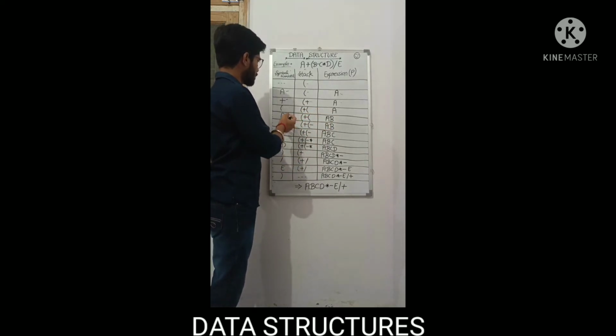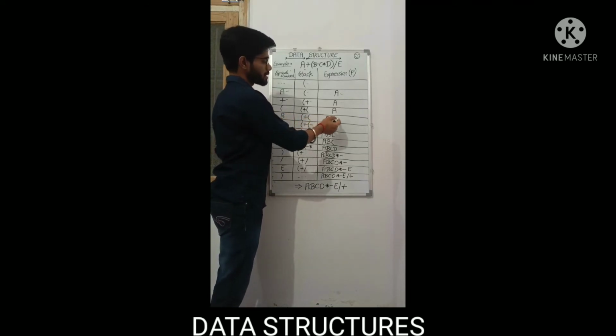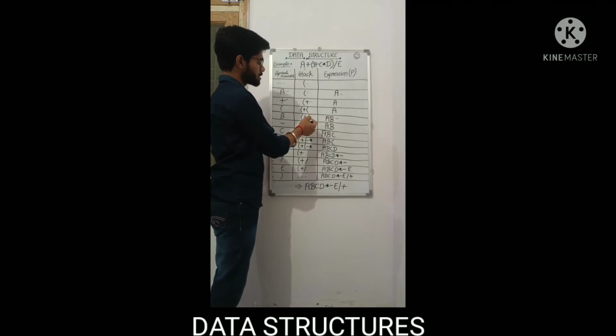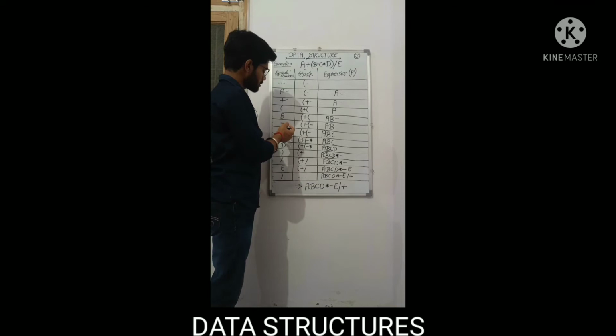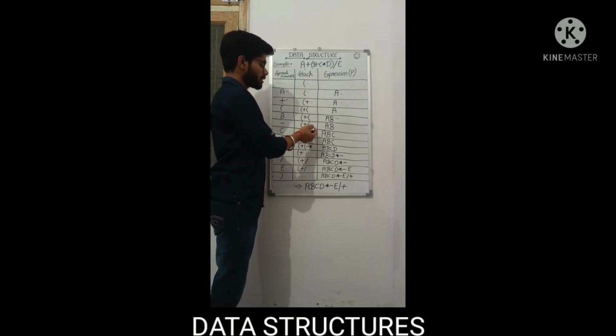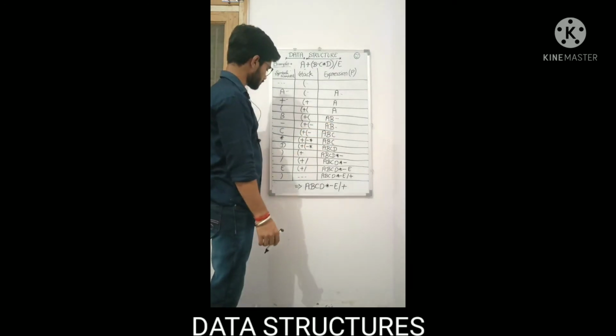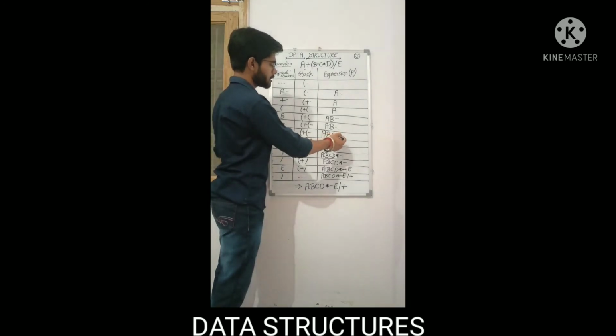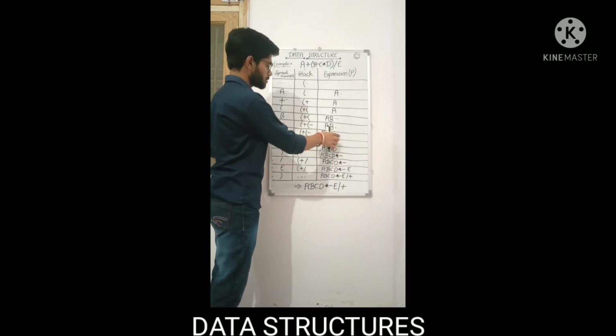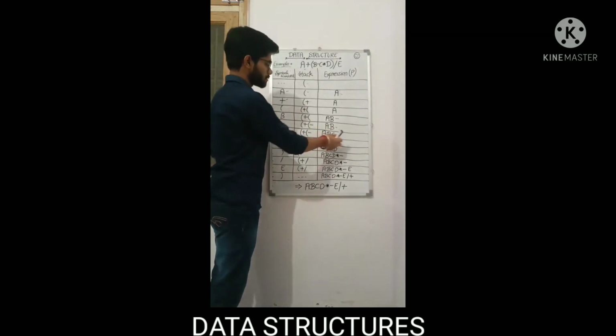The next symbol encountered is B. So it is simply added to the expression side and there is no change in the stack. Now the next symbol encountered is minus. So it is simply added to the top of the stack and there is no change in the expression side. Now the next symbol encountered is C. Being an operand, it is simply added to the expression side and there is no change in the top of the stack.